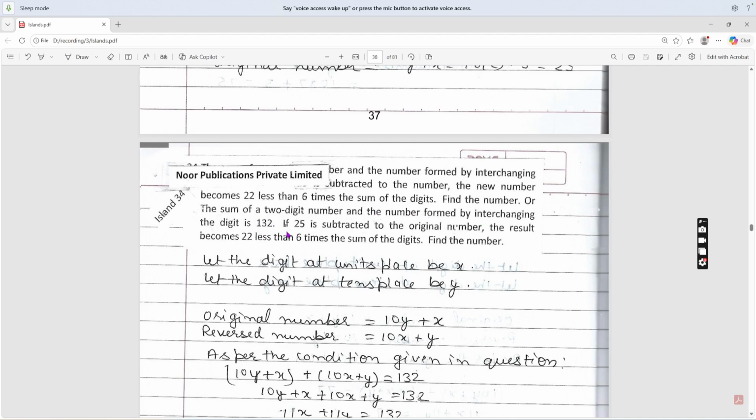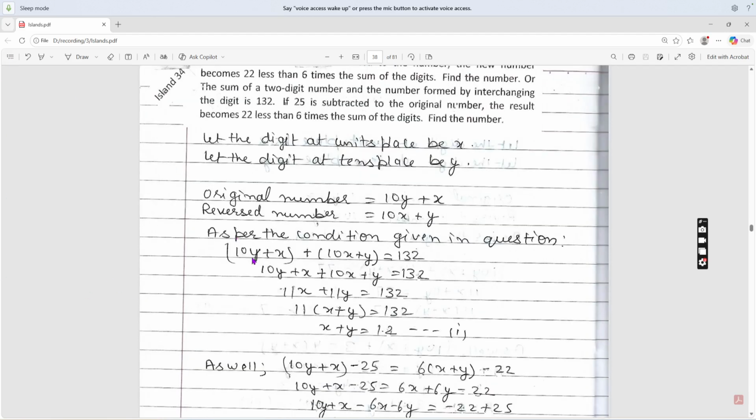Again, we are going to do the same 4 steps again and again in these types of questions. Let the digit at unit place be x. Let the digit at tens place be y. Original number is 10y plus x. So reverse number would be 10x plus y. Now, as per the condition given in the question, the sum of a two-digit number and the number formed by interchanging the digit is 132. Means the sum of the two-digit number and the reverse number is 132. So the two-digit original number is 10y plus x and the reverse number is 10x plus y.